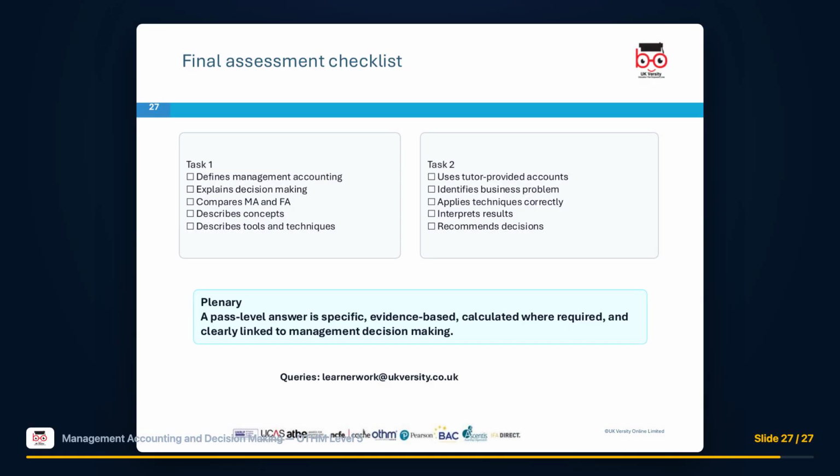A final checklist. For Task 1, have you defined management accounting, explained decision-making, compared it with financial accounting, and described the concepts, tools, and techniques? For Task 2, have you used the tutor's accounts, identified the problem, applied the techniques correctly, interpreted the results, and recommended decisions? A pass-level answer is specific, evidence-based, calculated where required, and clearly linked to management decision-making.